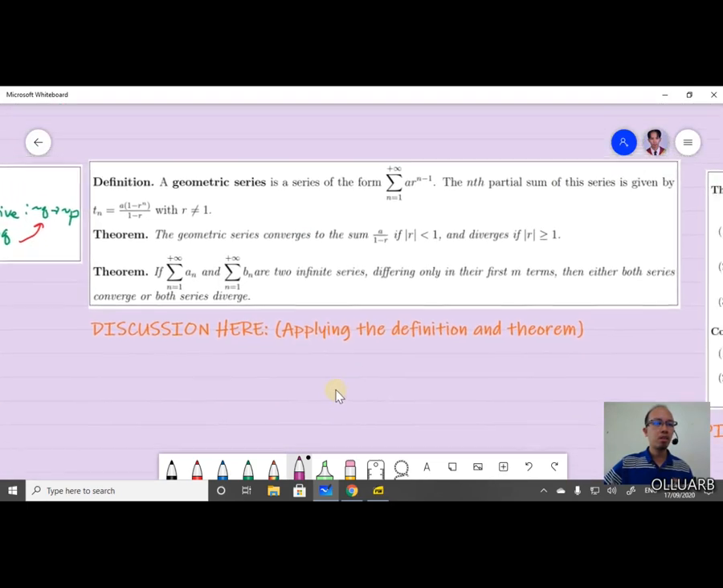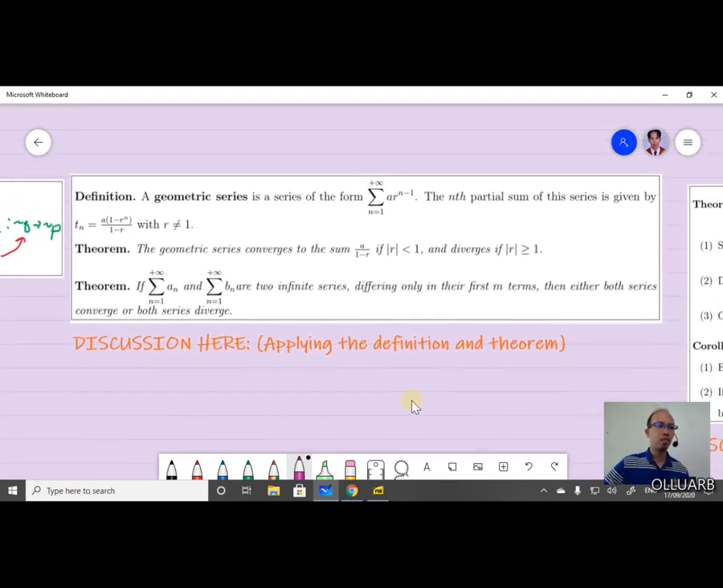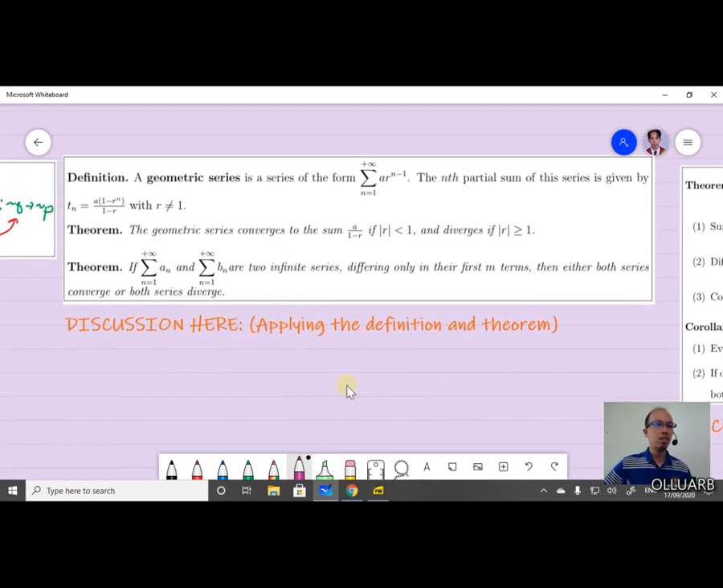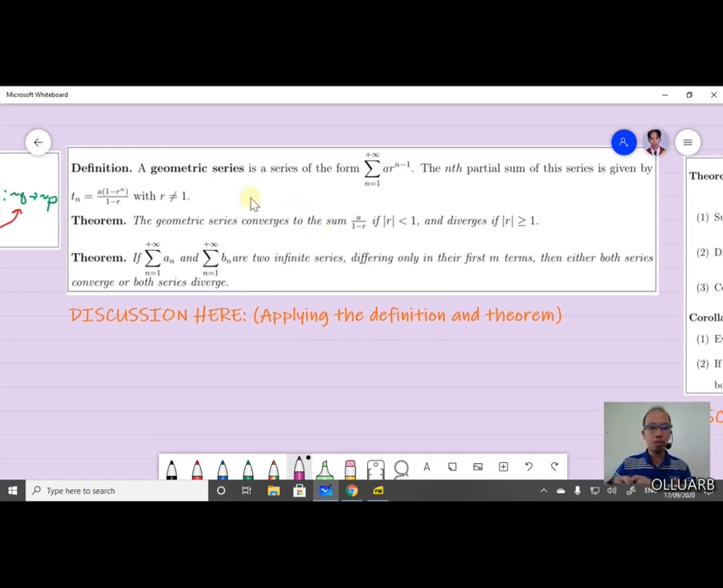For our next topic, we will be discussing geometric series. Okay, so this is the definition of the geometric series. A geometric series is a series of the form summation of A times R to the n minus 1, where n starts from 1 to positive infinity. And the n-th partial sum of the series is given by this formula, of course, with R not equal to 1.